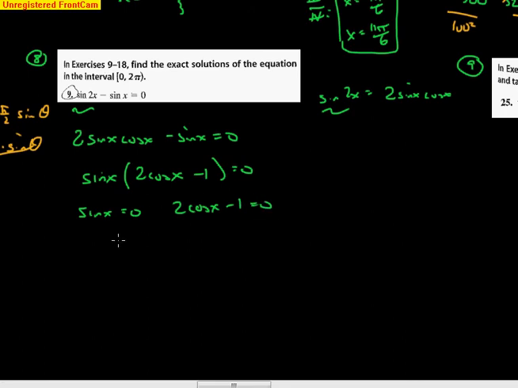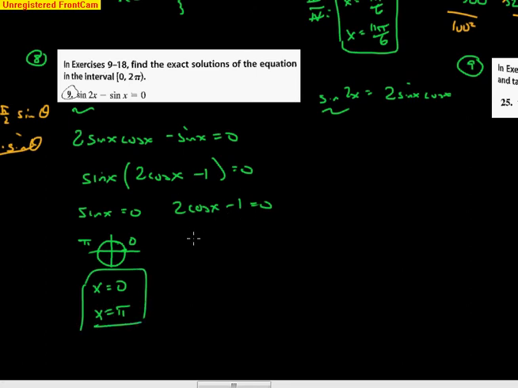And now, if the sine of x is 0, I have to think about what angles give me a sine of 0. Well, the angles that give me a sine of 0 are the ones here and here, 0 and pi, because their y value is 0. So x is 0, x is pi.